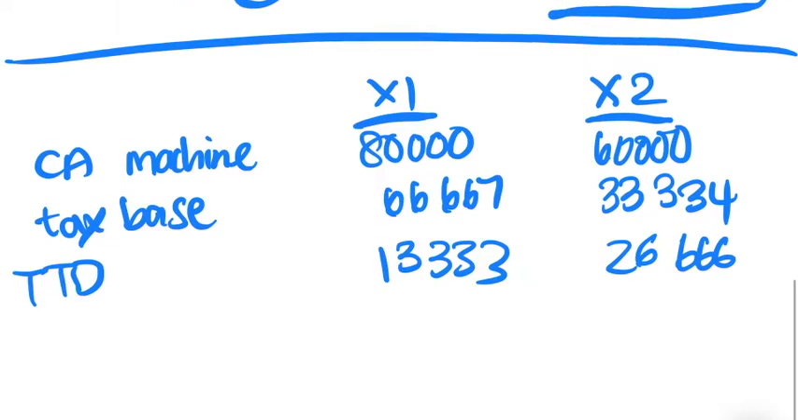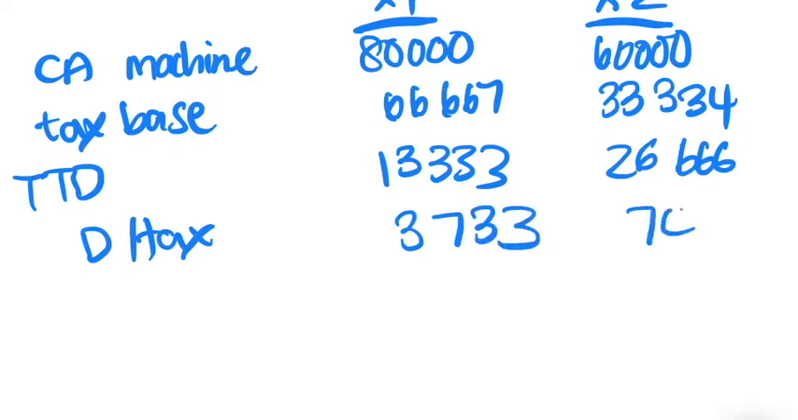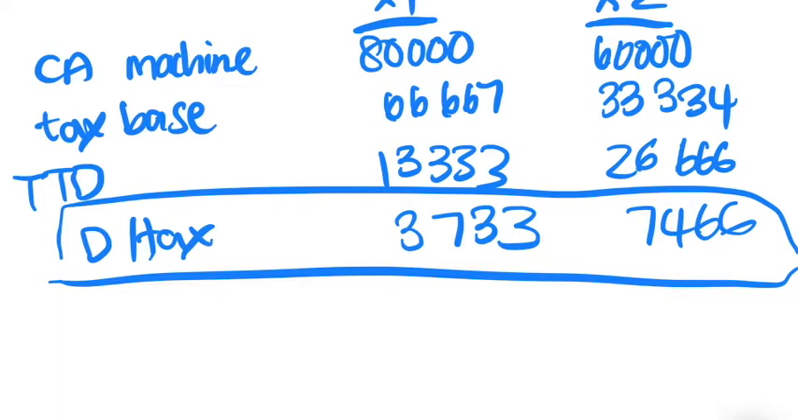And as such, if we use our tax rate, which is the 28% standard tax rate, and we apply it to these temporary differences, then we get that the deferred tax liabilities are going to be 3,733 and 7,466 respectively. So that is the deferred tax relating to this machine.